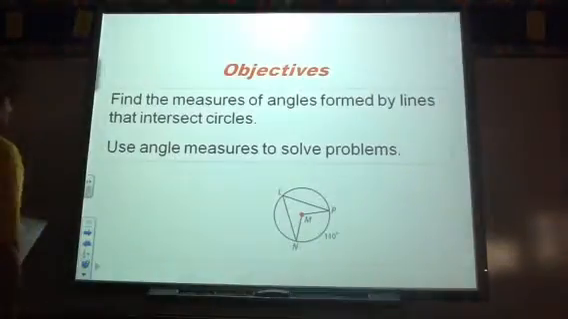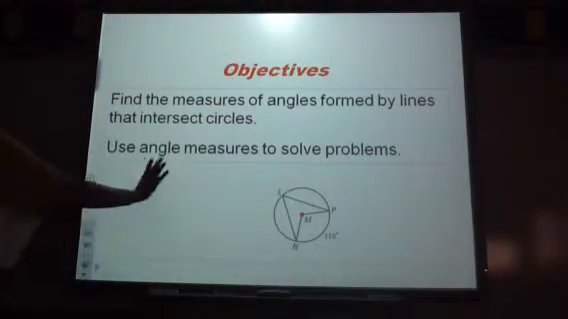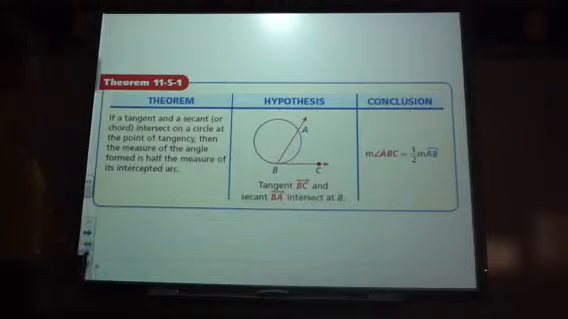Let's go back here for a second. Oh, that's part of your DMR, so let's just ignore this right now. And let's move on to the theorem. First theorem for today's lesson.